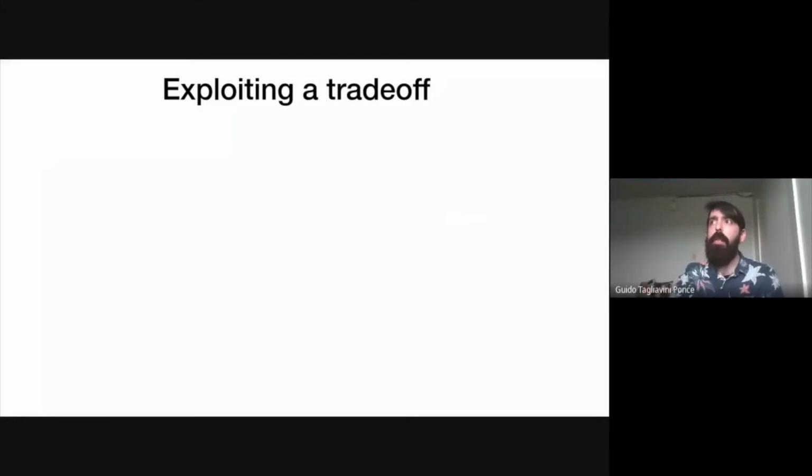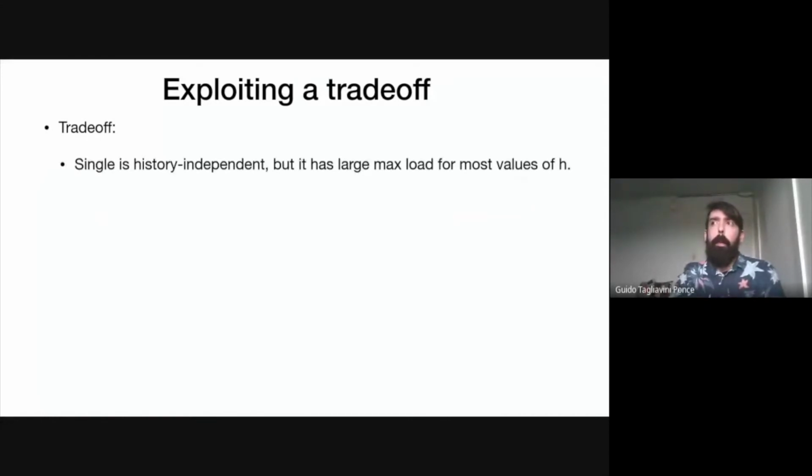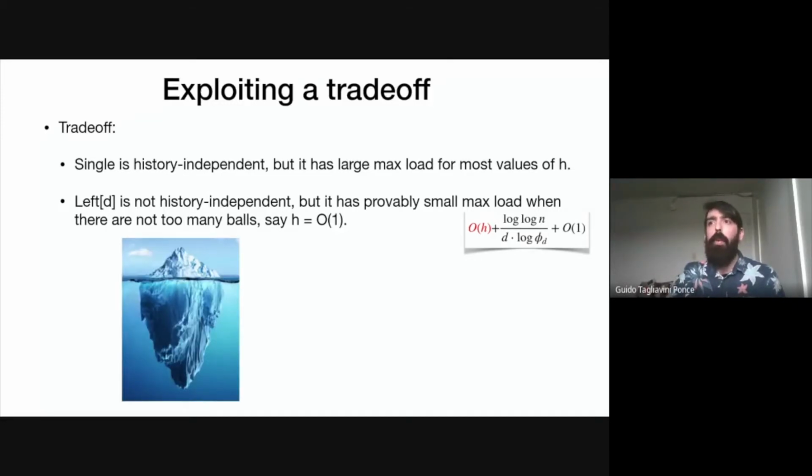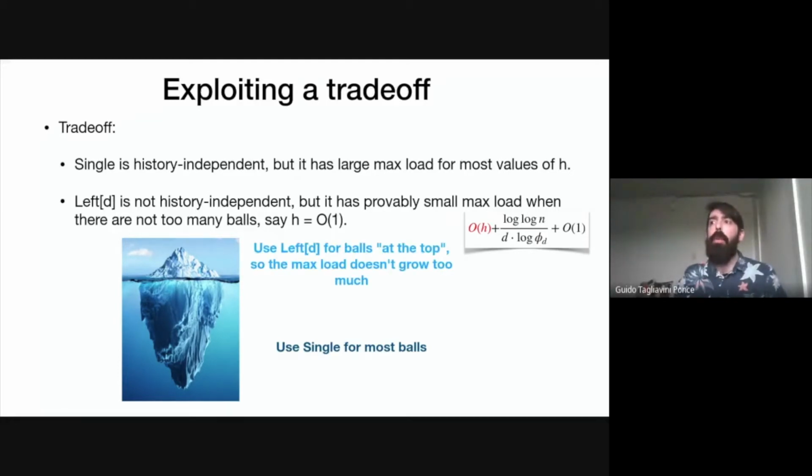Okay, so how do we achieve this? Well, we exploit the following trade-off. Single is history independent, so it's easy to analyze, but it has large max load for most values of h. Lefty is not history independent, but it has provably small max load when there are not too many balls, say h is a constant. And let me remind you, this is the max load for Lefty. So when the O of h term is constant, then this is within the bounds we want to achieve. And so what we do in Iceberg D is we use Single for most balls, but when the max load is growing too large, we use Lefty for those balls at the top, so the max load doesn't grow too much.